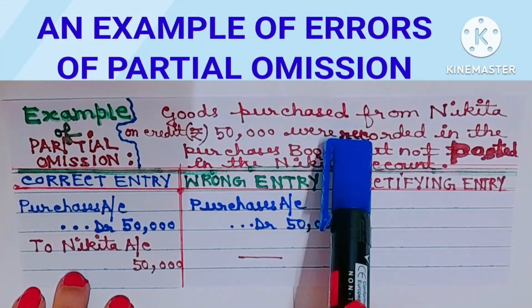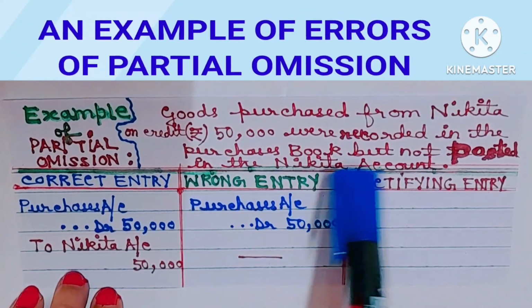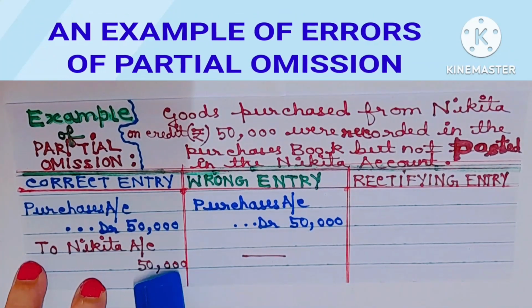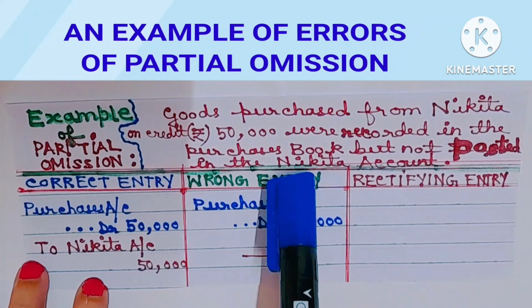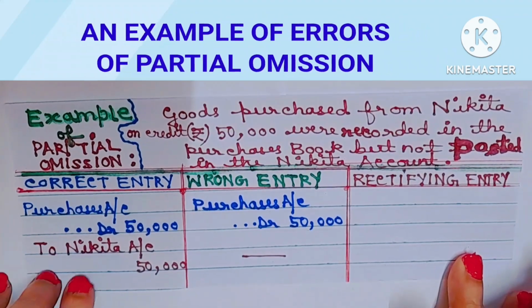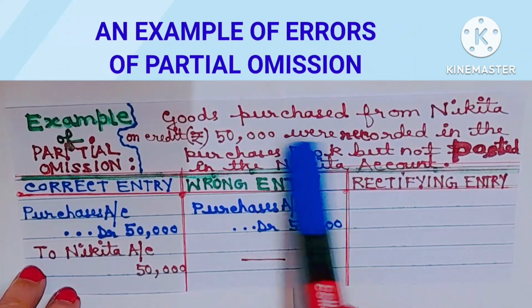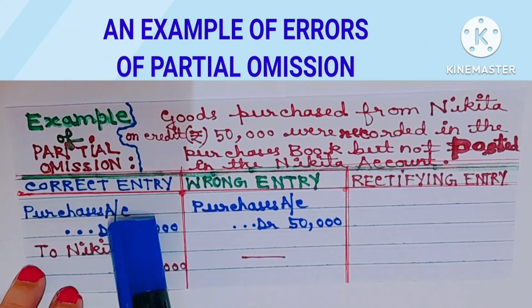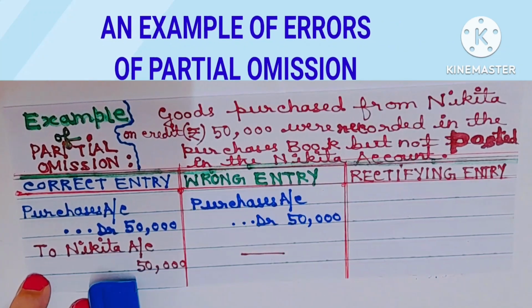Goods purchased from Nikita on credit rupees 50,000 were recorded in the purchases book but not posted in the Nikita account. See, always draw three columns: correct entry, wrong entry, rectifying entry. The first column should be correct entry, the second column should be wrong entry, and the third column should be rectifying entry. Okay? So, goods purchased from Nikita on credit rupees 50,000 were recorded. Stop here. Purchases account debit 50,000. Why purchases account debit? I have already told you. To Nikita account credit 50,000. Why is Nikita account credit? I have already told you.